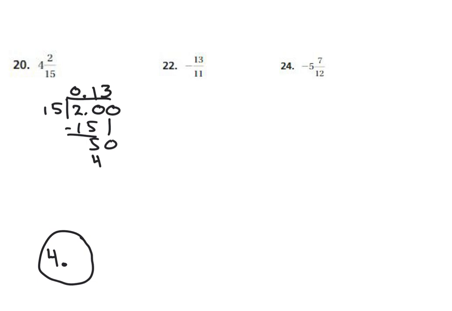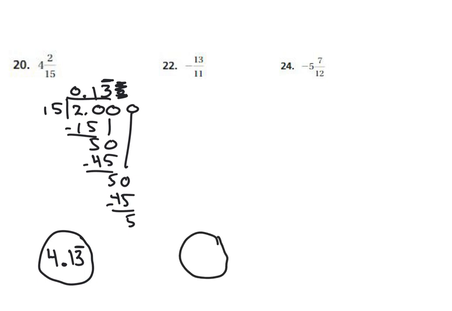3 times 15 is 45. Subtract and bring down another 0. 15 goes into 50 3 times. 3 times 15 is 45. That's established our pattern again, so we know that this 3 is going to repeat. We don't even need that one. So our answer would be 4.13 repeating.